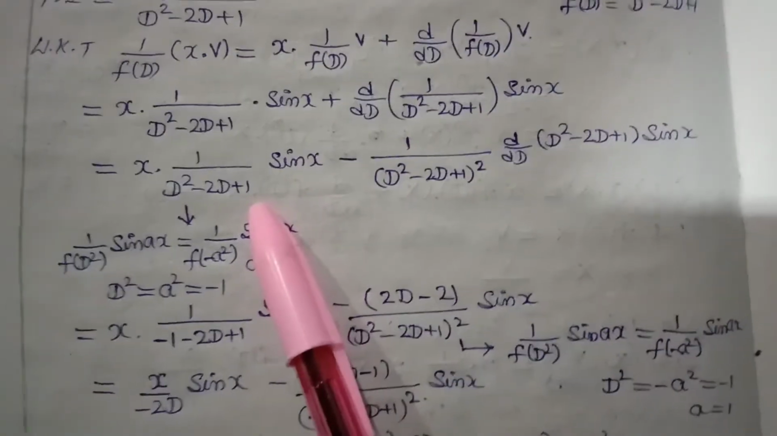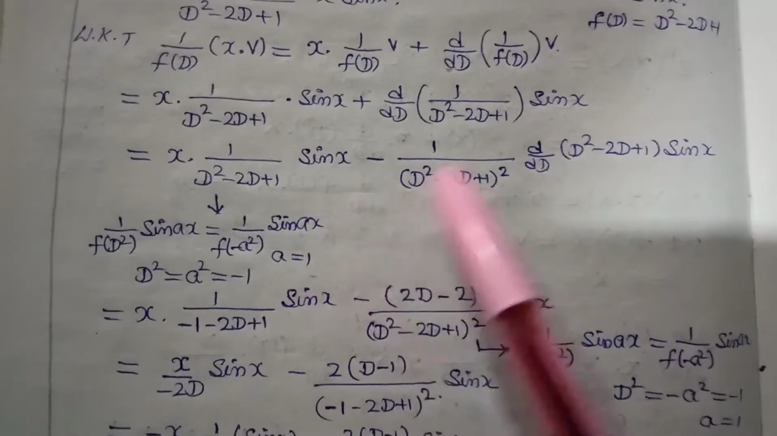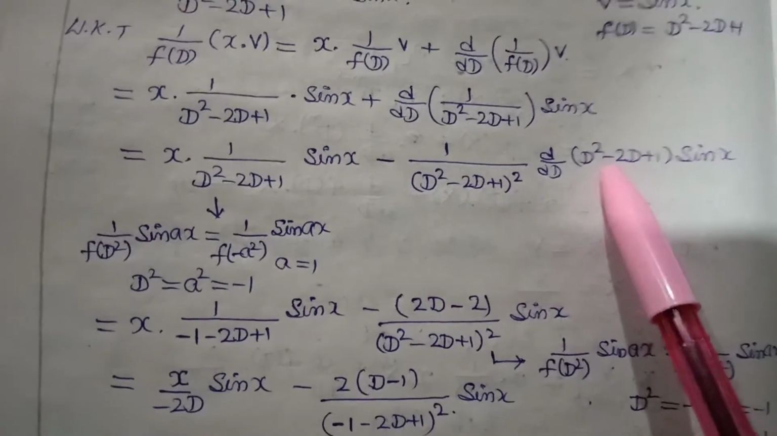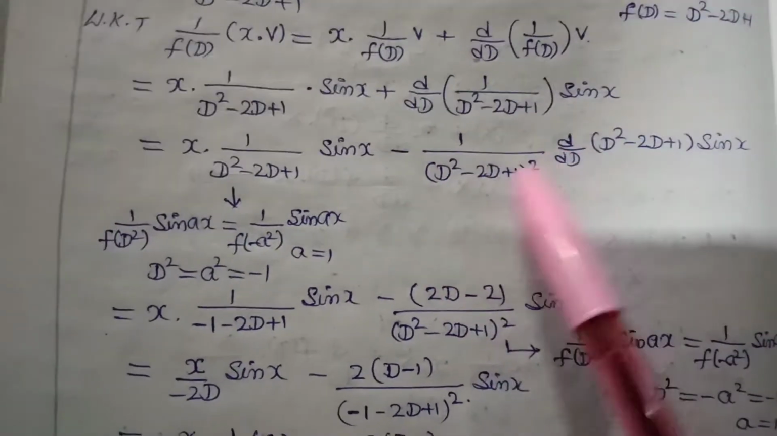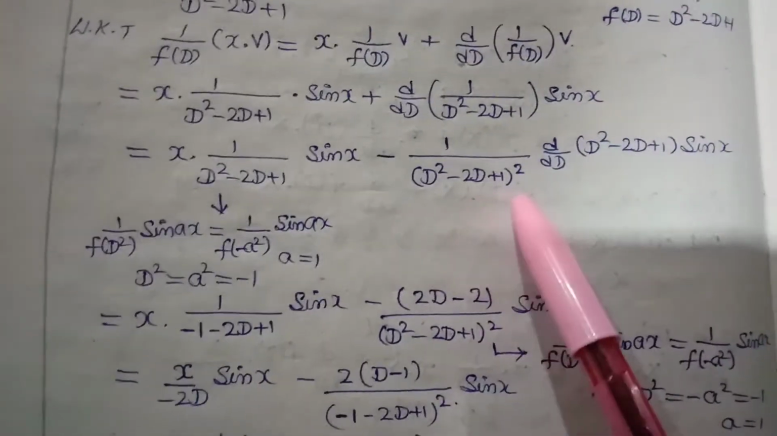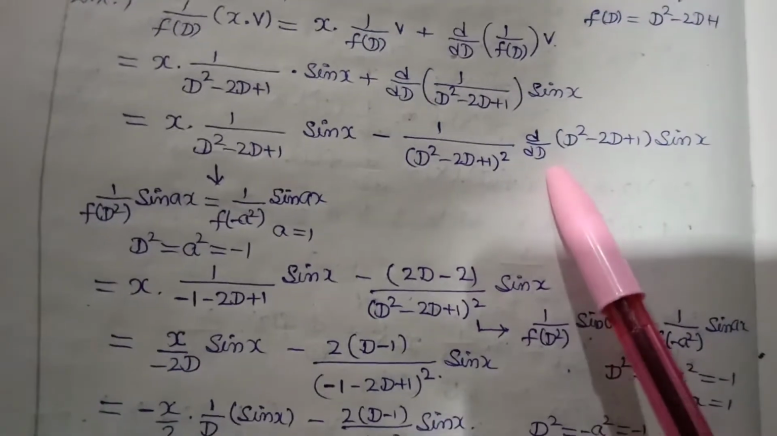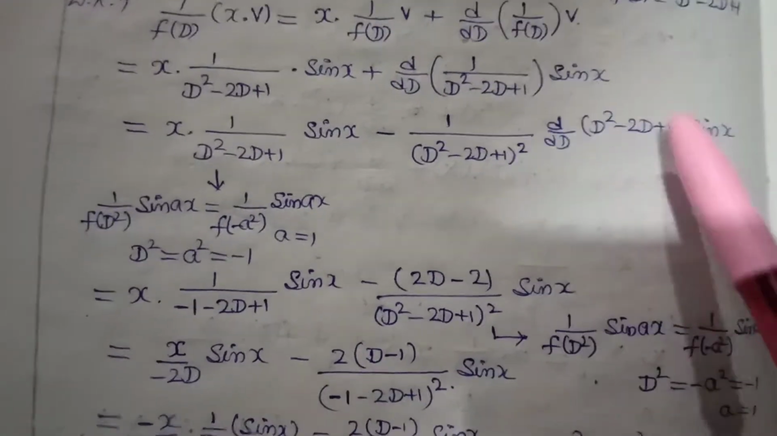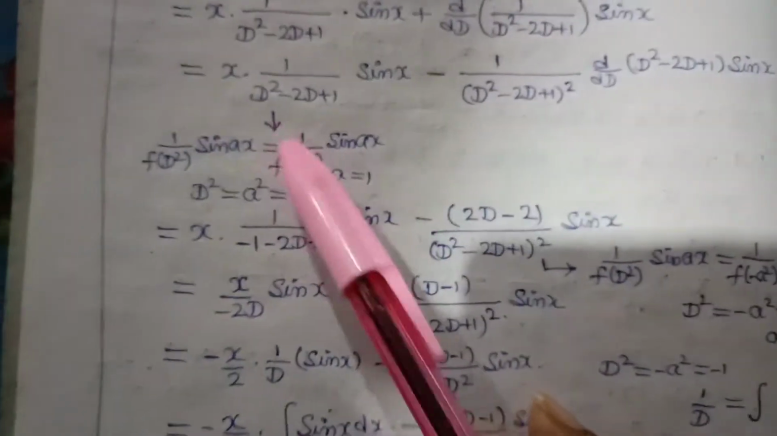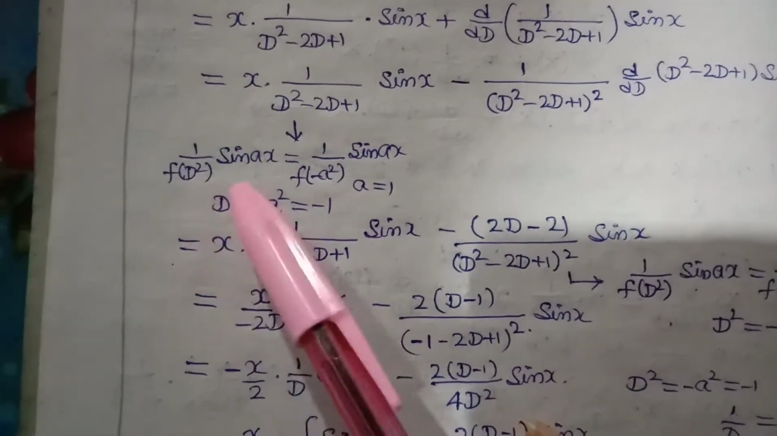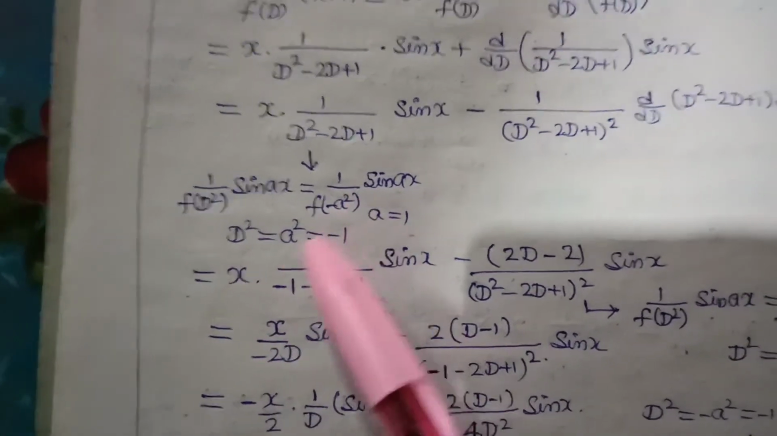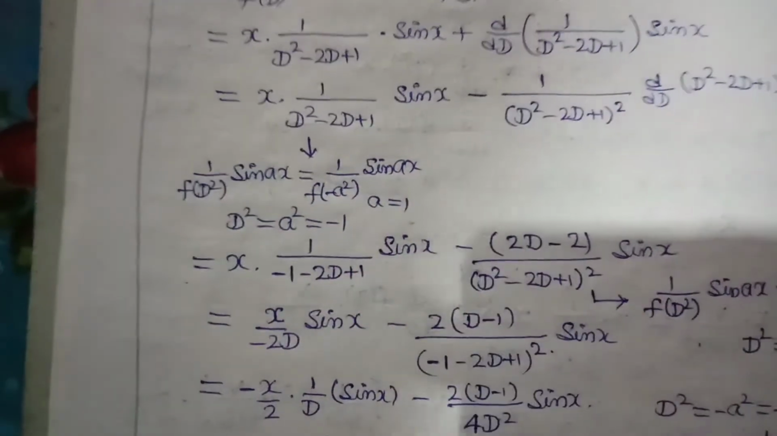Now we write the step as it is, minus. Now differential of 1 by x is minus 1 by x square into differential of that. So this becomes 1 divided by D square minus 2D plus 1 whole square into differential of D square minus 2D plus 1, into sin x. Now the first term on the RHS is of the form 1 by f of D square into sin x. The method for this is we are replacing D square by minus a square, which is minus 1.